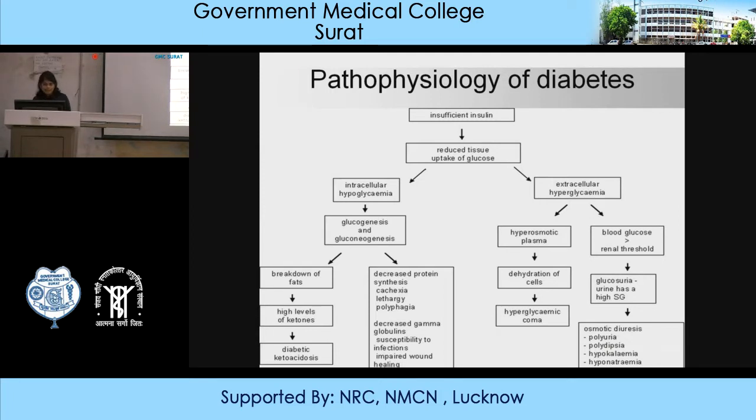As there is increased glucose concentration in blood, it will enhance the osmolarity of plasma, and there will be osmotic redistribution of fluid, which will cause dehydration of the cell because of the movement of fluid from intracellular to extracellular level, and there will be hyperglycemic coma.